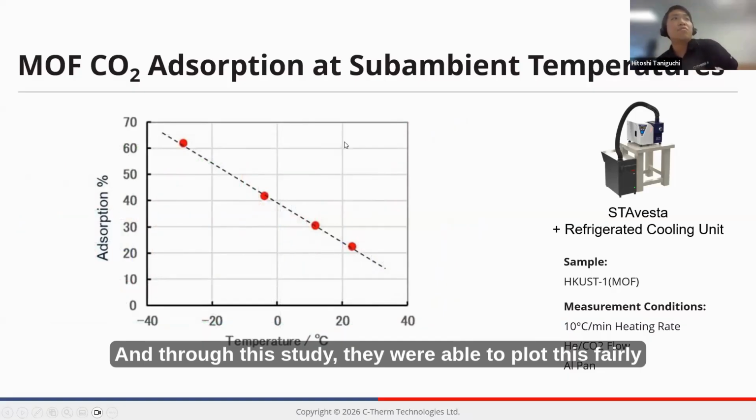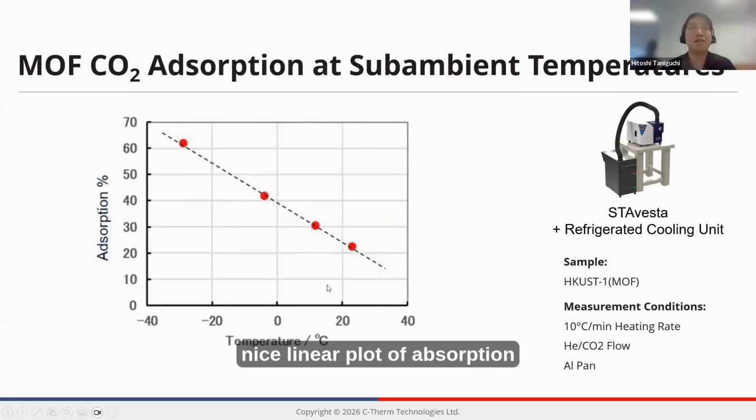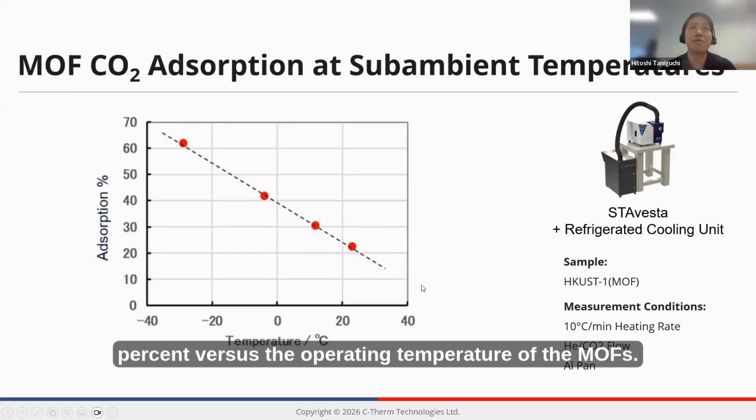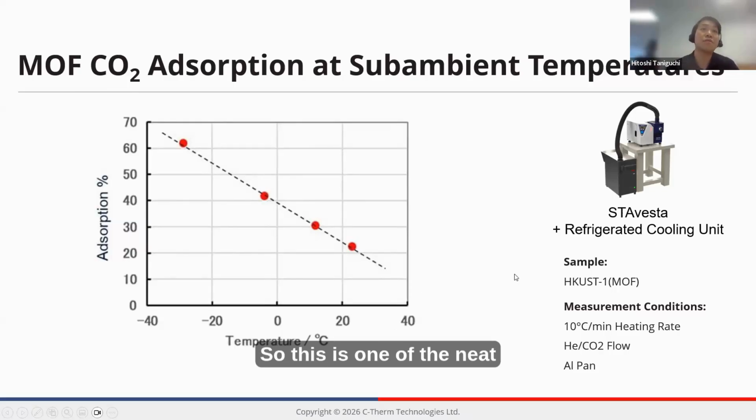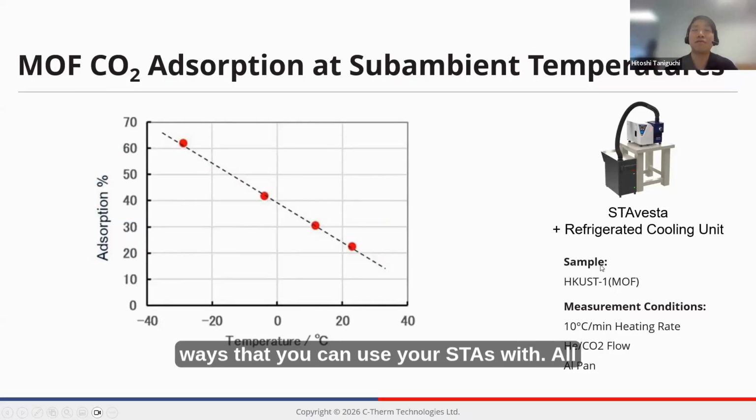And through this study, they were able to plot this fairly nice linear plot of absorption percent versus the operating temperature of the MOFs. So this is one of the neat ways that you can use your STAs.